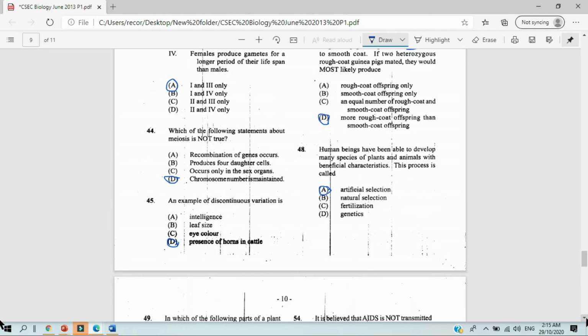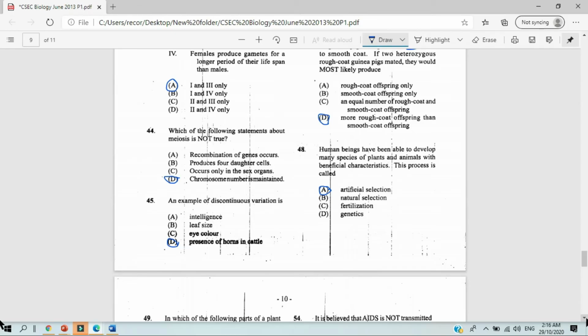Human beings have been able to develop many species of plants and animals with beneficial characteristics. This process is called artificial selection. It is all artificial, and of course we select what happens. Other than that, you are going to look at genetic engineering. But here, your best or most suitable answer is going to be A, artificial selection.